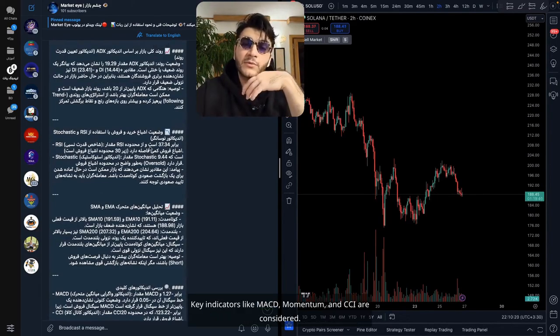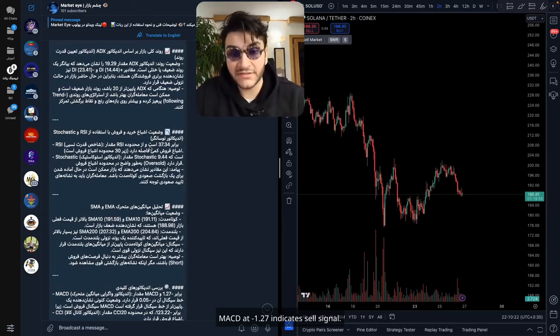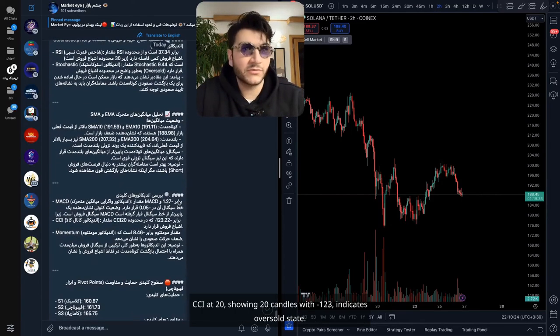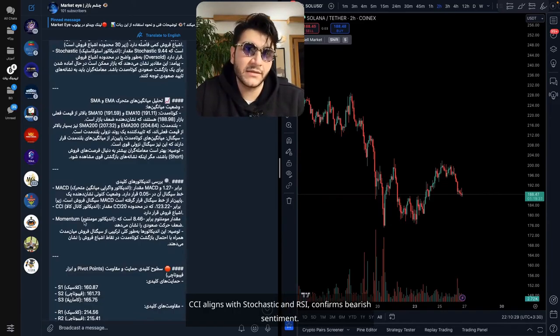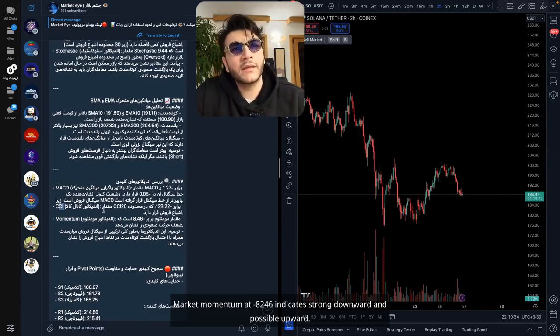MACD at minus 1.27 indicates a sell signal. CCI at 20, showing 20 candles with minus 123, indicates an oversold state. CCI aligns with Stochastic and RSI, confirming bearish sentiment. Market momentum at minus 8,246 indicates strong downward movement and a possible upward reversal.